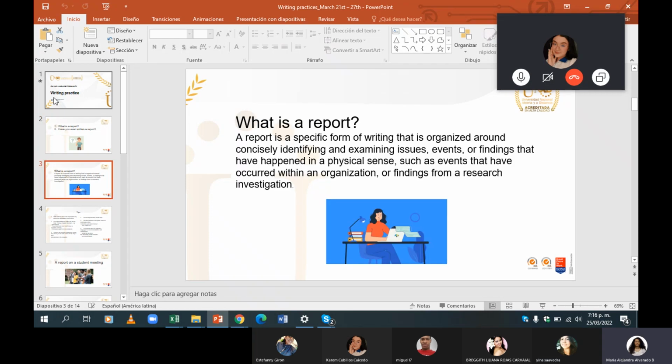What is a report? A report is a specific form of writing that is organized around constantly identifying and examining issues, events, or findings that have happened in a physical sense, such as events that have occurred within an organization or findings from a research or investigation. So this is basically the concept of a report. So now that you know what is a report, my question for you is, have you ever written a report?